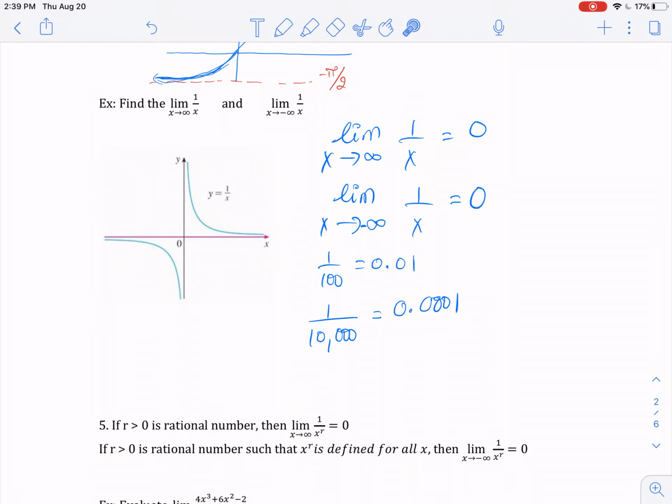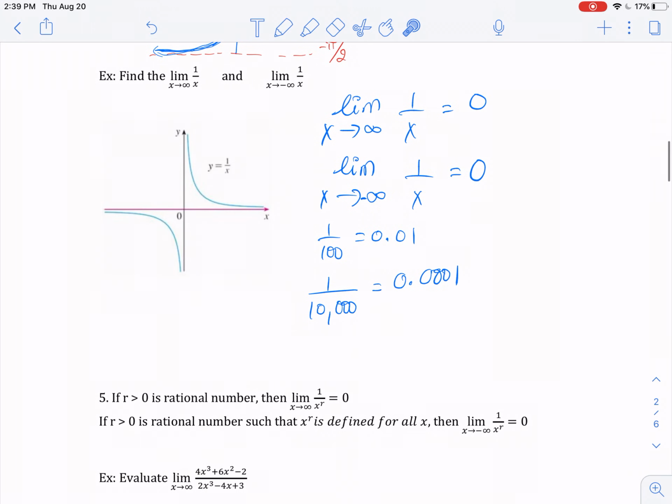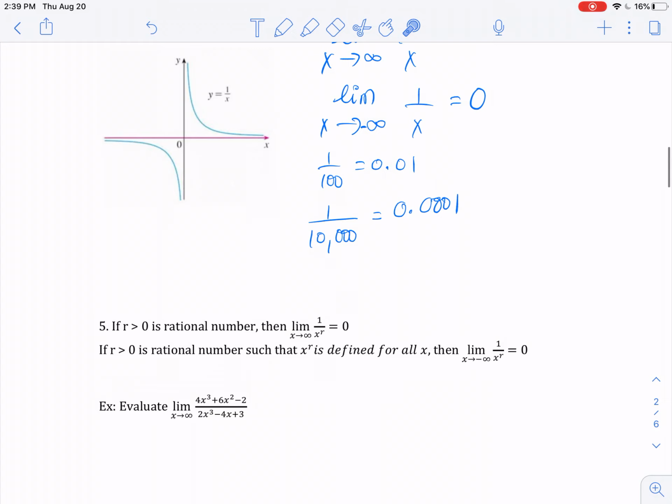So this is a rational function, and we have a property here. If r is a positive rational number, then the limit of 1 over x to the r as x approaches infinity is going to be 0. Okay, so keep that in mind when you work out any problems for rational functions. So let's take a look at the example we want to evaluate.